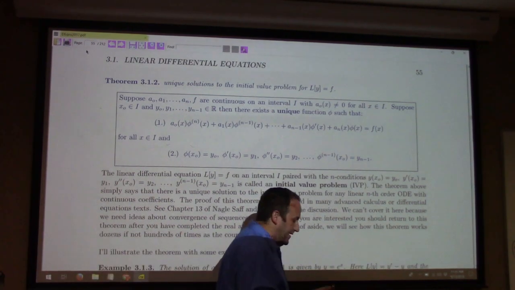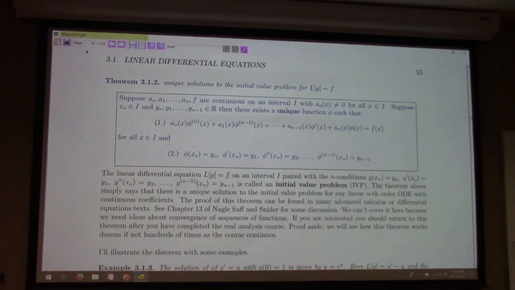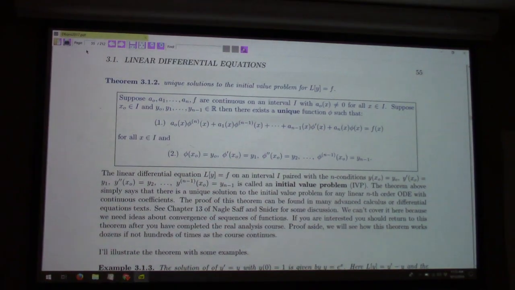So the preamble basically says we're looking at a linear differential equation with coefficients as I laid them out. They have to be nice enough functions of x. I'm using x as the independent variable at the moment. So we've got a bunch of continuous functions on an interval I. The leading coefficient's non-zero.